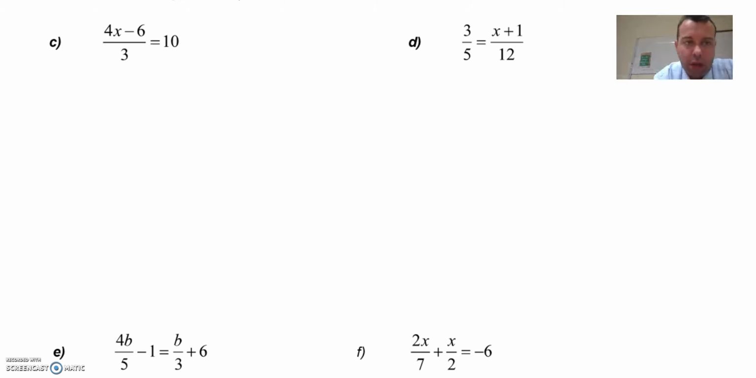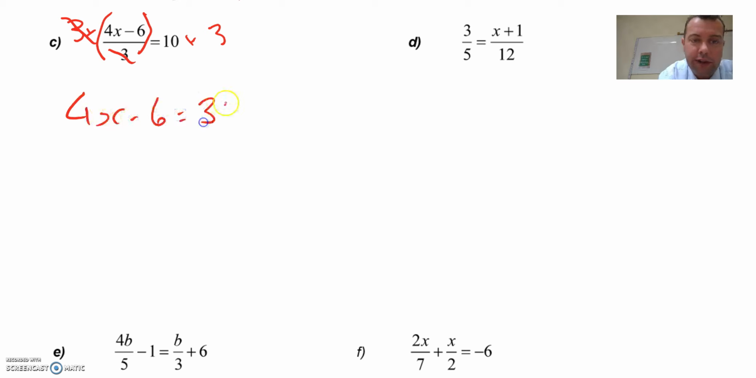First one here. What I'm going to do is multiply everything by 3. Now, if I go 3 times all of this, my 3s cancel. Multiply that by 3, that means I get 4x minus 6 equals 30. That's easy enough to solve, much better than the fraction. Notice that we don't have that 3 there anymore, because I've multiplied everything, left-hand side and right-hand side, by the same amount, which doesn't change the relationship between those things.